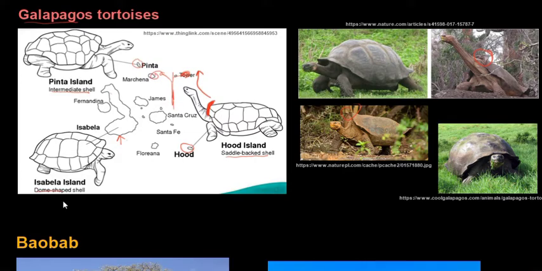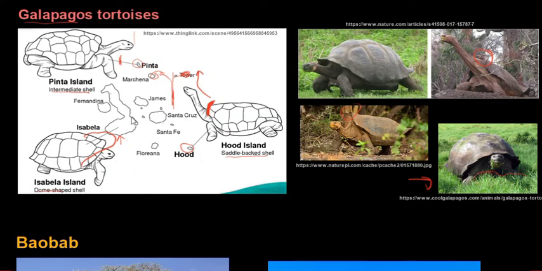Whereas on Isabella Island, the vegetation is on the ground, like on the right-hand side here. So they can just eat the grass without having to lift their heads up. So with them, their shell actually comes over their head for protection. And then on Pinta Island, there's an intermediate shell because there's a variation of leaves of small bushes and enough grass for them to eat.